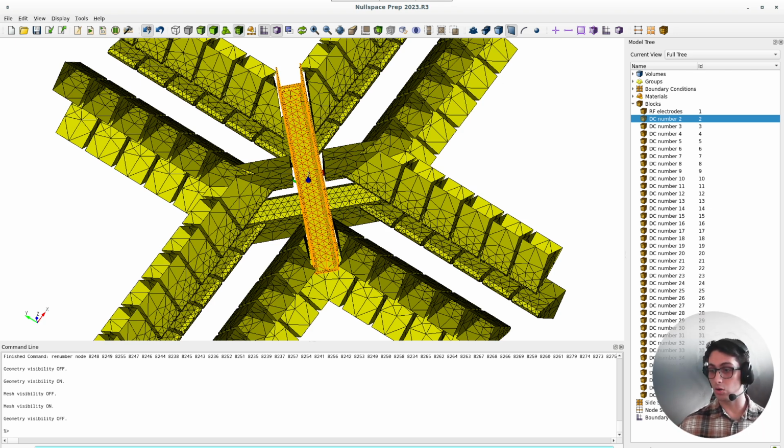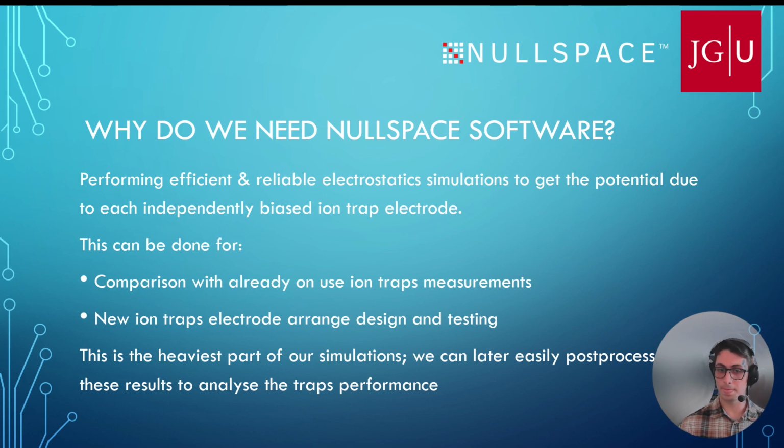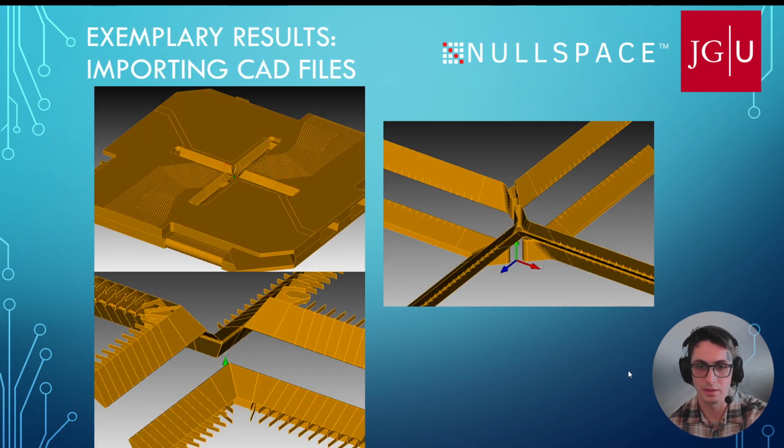Now I will go back to the PowerPoint. I will show you the other way to do it, which is to import the model for real life ion traps already built, to simulate and get, to the best extent possible, the potentials to account for the behavior of a trap.